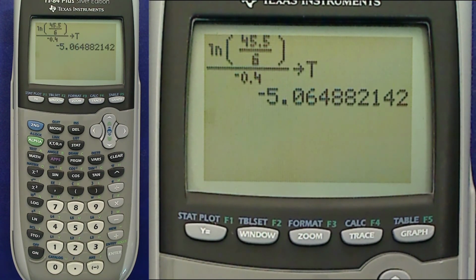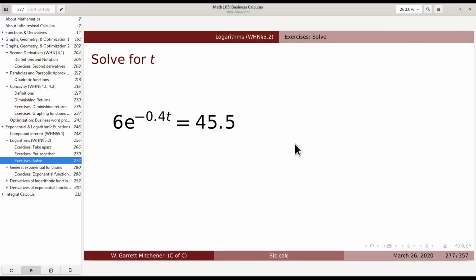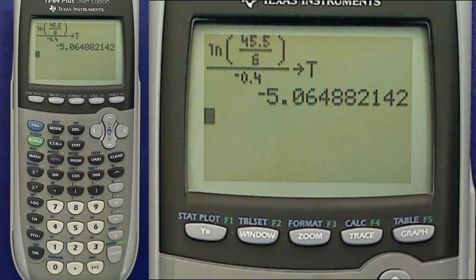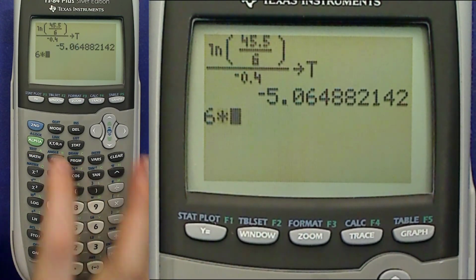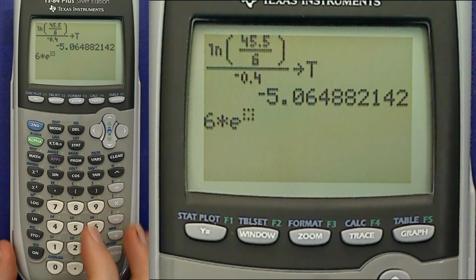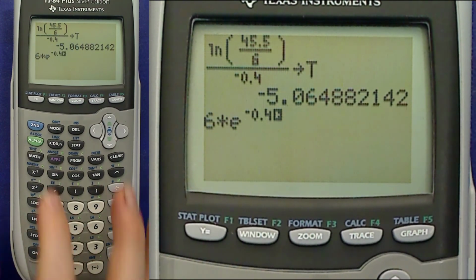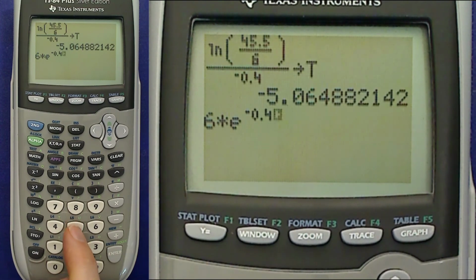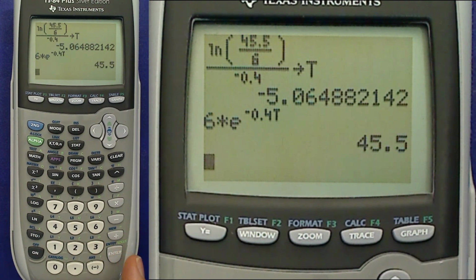To check this, let's go back to the original equation. If I do 6 times e to the negative 0.4 t and fill in my value for t, I should get 45.5. Let's see if we can make that work. Okay, 6 times e to the power negative 0.4, and then alpha, and where's the t again? T. So, fingers crossed, this should result in 45.5. There we go, 45.5.